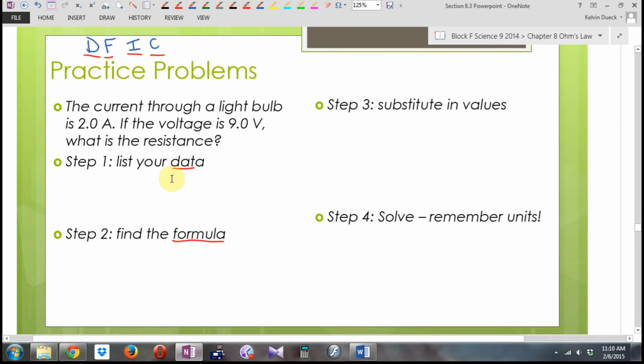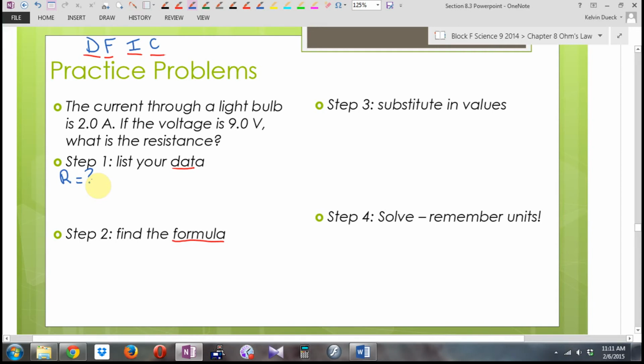Here's an example. The current through a light bulb is 2 amps. If the voltage is 9 volts, what is the resistance? Step 1 is list your data. I always ask, what are they asking me to find? Amelia, what letter, not units, what letter are we using for resistance? Capital what? Here's what I write. To show that that's what I'm trying to find, I write down R equals question mark. Do that, please.